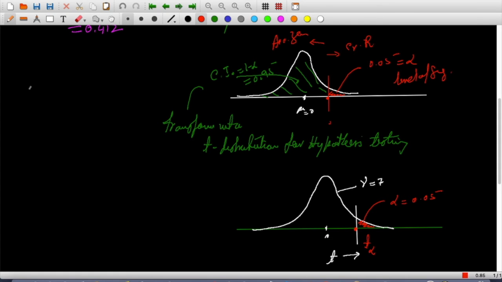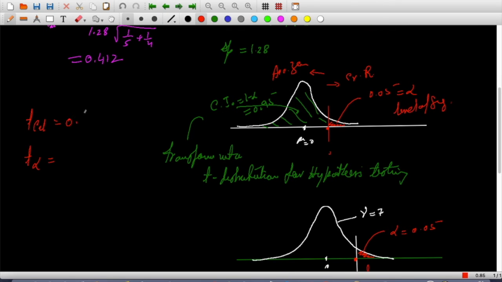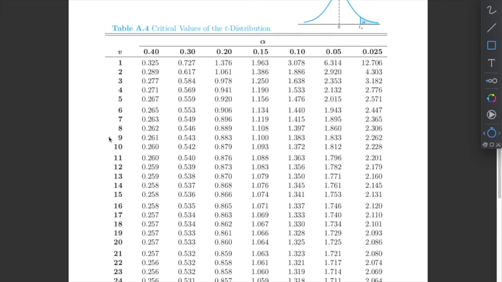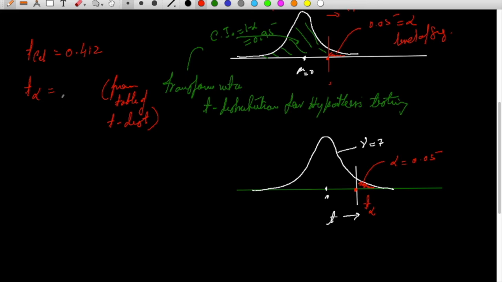And now we have to see what T calculated is. T calculated is 0.412. This we'll see from the table of t distribution. And this stands for degrees of freedom 9 for alpha 0.05. The T calculated is this one. The value from the table is this one. T alpha is 0.833 at alpha equal to 0.05 and mu equal to 7.